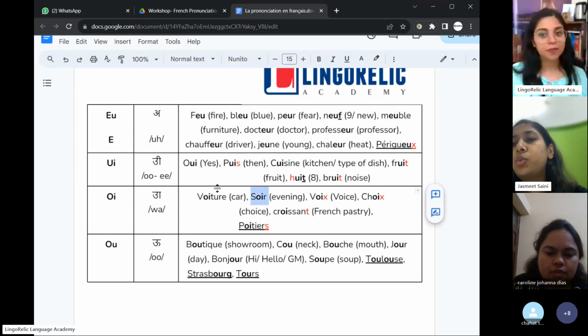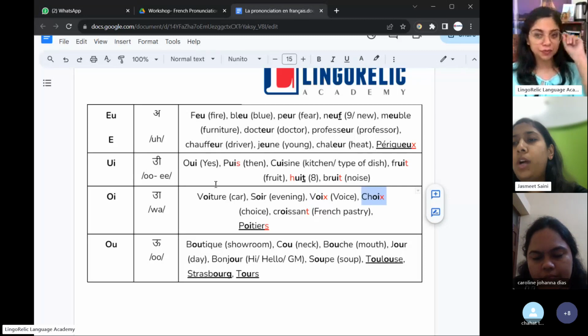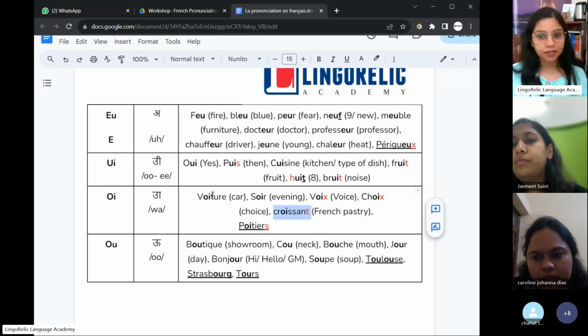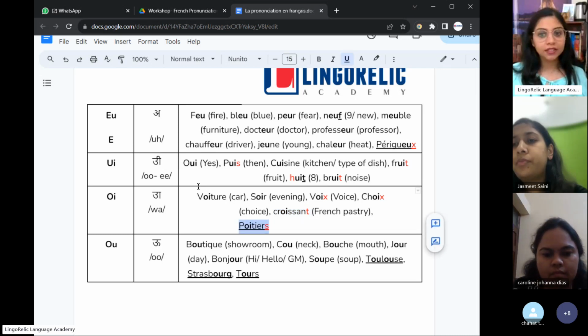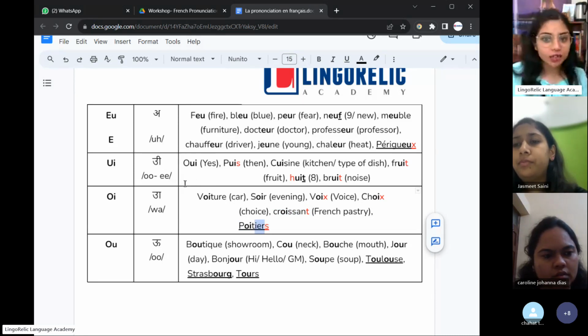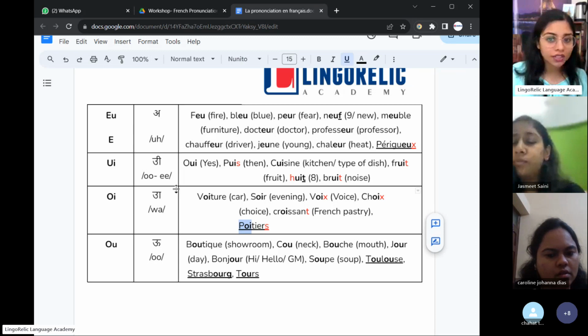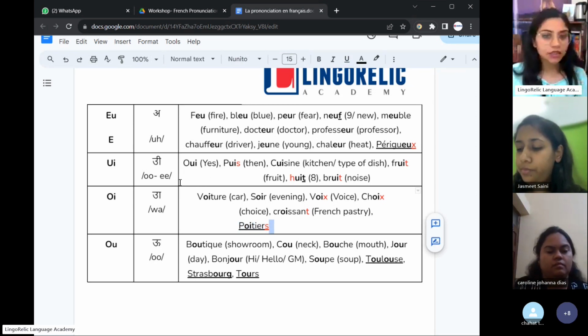Then soir. Then voix. And then choix. And then croissant. Croissant is a French pastry. And then Poitiers. Voiture. Poitiers. IER, I told you, IER is the sound of EA. So it becomes Poitiers. You have 2 syllables literally. Poi, this is the first syllable, and the second is Tiers. Poitiers. That's a city in France.